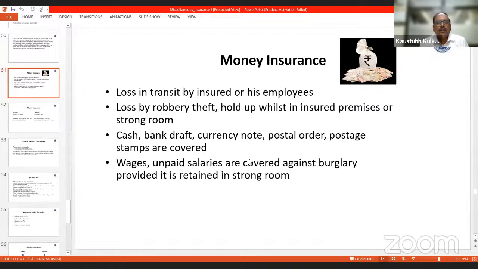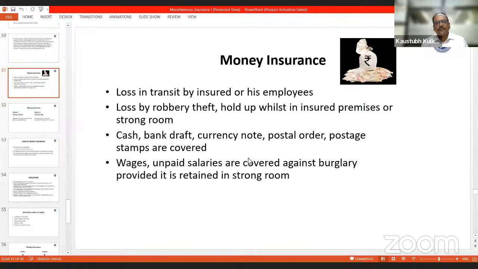Now we'll come to money insurance. Money insurance is very important in miscellaneous insurance. As I already conveyed to you, burglary policy, all risk policy and money insurance policy are all policies wherein the moral hazard of the insured is a key factor. So what we cover in money insurance is the loss of money in transit by the insured or the employees who are engaged by the insured.